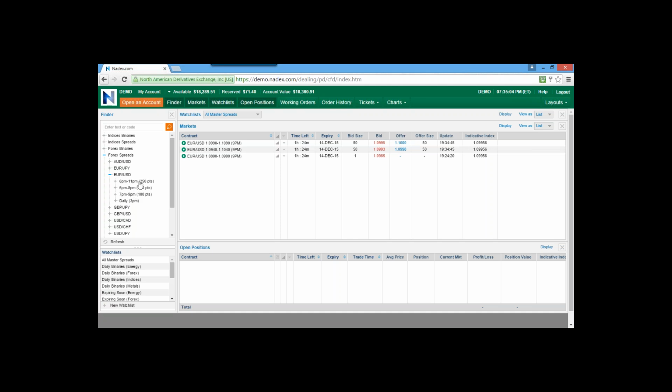Does that make sense? Everybody's strategy and system is different. So whatever type of strategy or system you have, whether it's shorter term, mid-term, or long-term, you've got plenty of spreads to choose from. Okay?